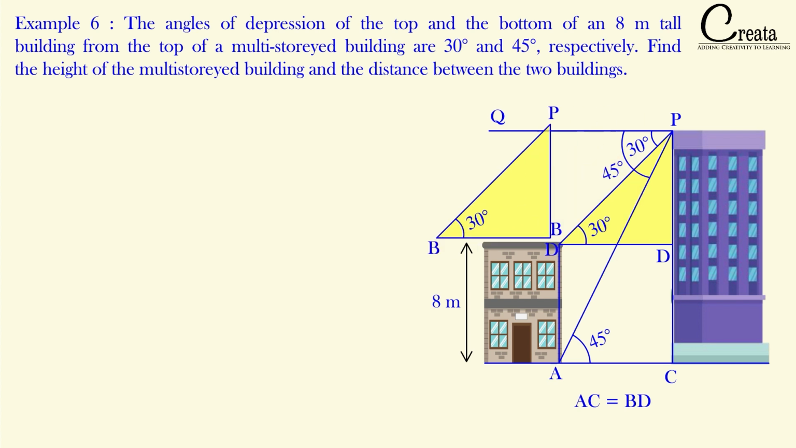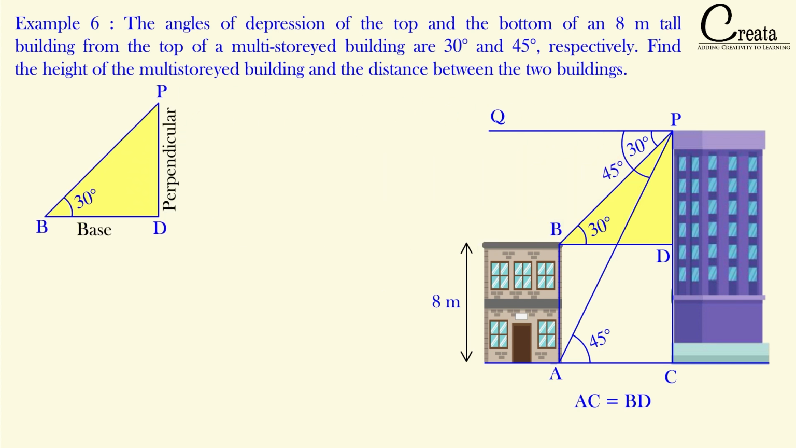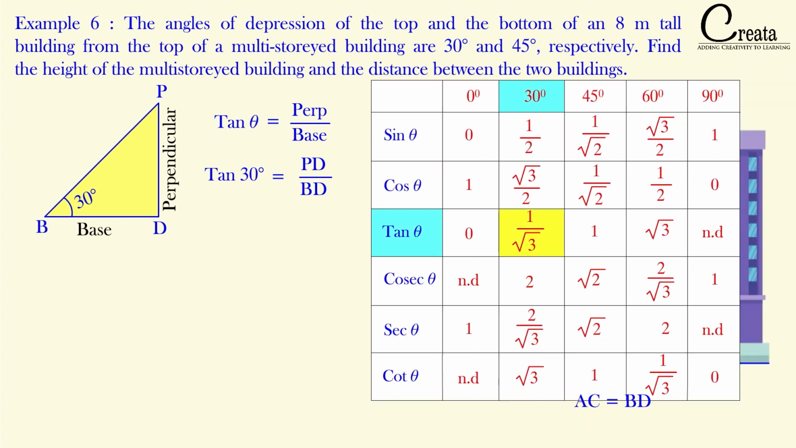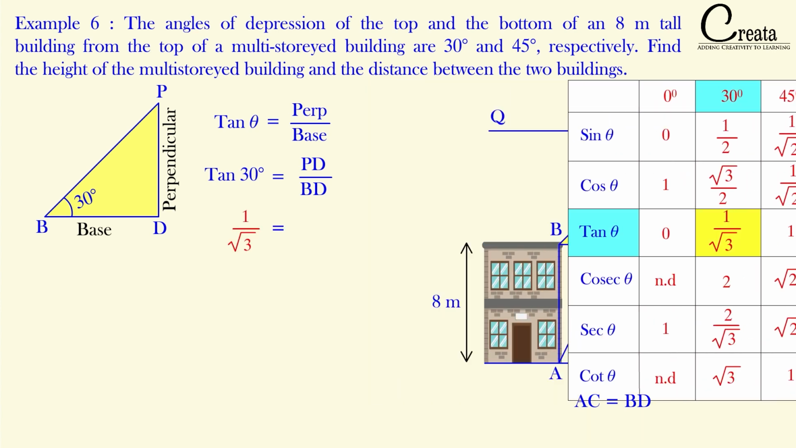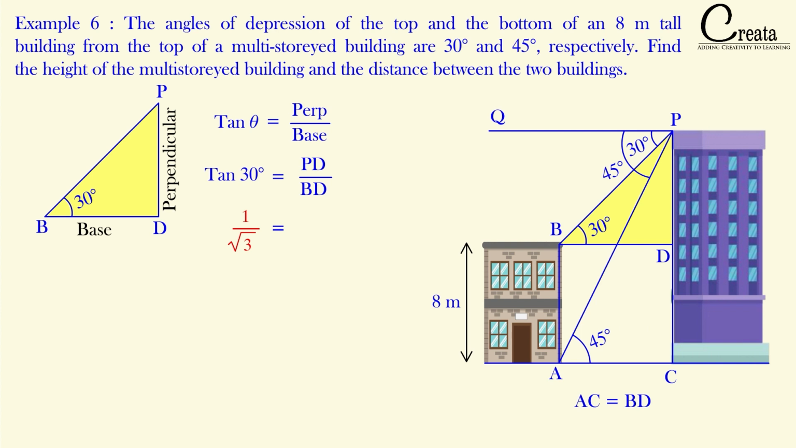So let's take the triangle PBD. Here base is BD and PD is the perpendicular. Here tan theta will be applicable as perpendicular and base are coming into the picture. So tan theta is equal to perpendicular upon base. So tan 30 degree will be equal to PD upon BD. And what is the value of tan 30 degree? It is 1 upon root 3. So we got 1 upon root 3 is equal to PD upon BD. On solving, we got BD equal to PD into root 3.